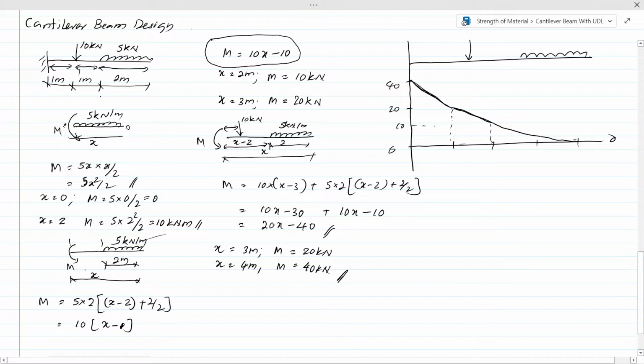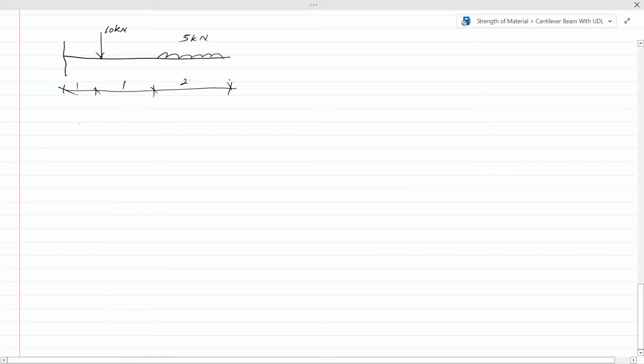So now I think you know the bending moment diagram. We have drawn the bending moment diagram. This is the bending moment diagram of that particular case. Now let's calculate the shear forces of the same beam and draw the shear force diagram.